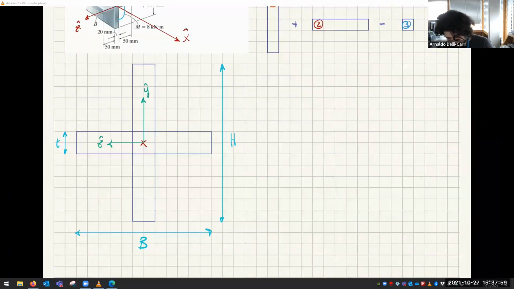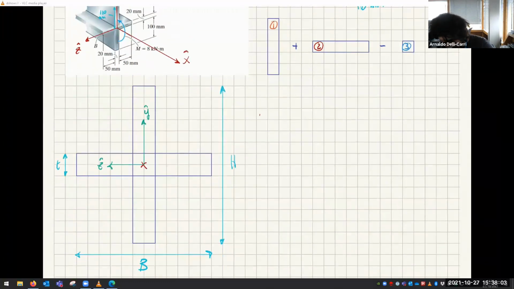So let me do this. Iz, that's what I want. Iz is Iz of rectangle 1 plus Iz of rectangle 2 minus Iz of the square 3.